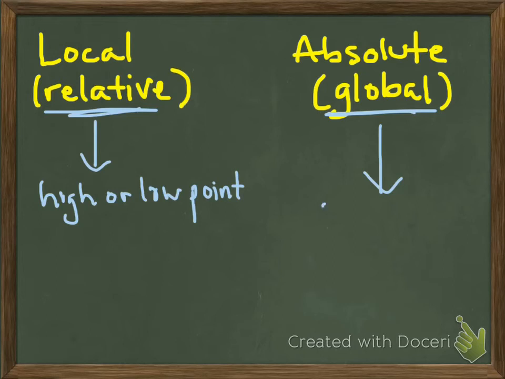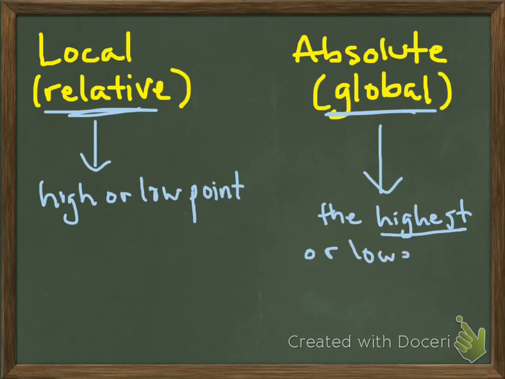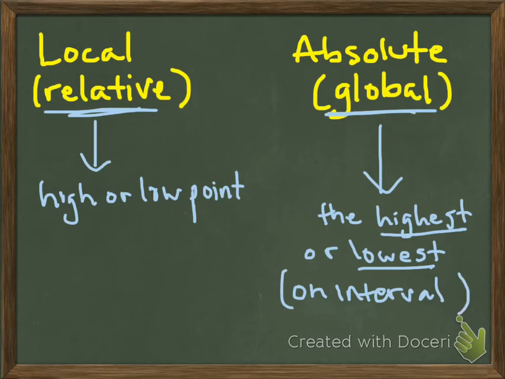So it's the highest, I'm going to underline highest, or lowest point on the graph. So it's not just a little high point, it's the highest point, the highest or the lowest, and it's usually on an interval of the graph. On an interval. I'll just put that in a parenthesis down here, on an interval.